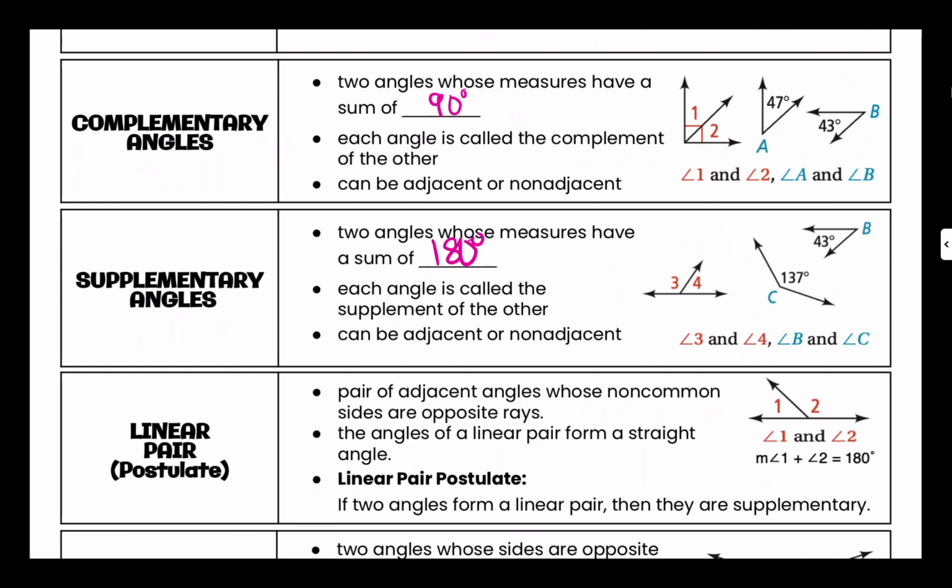Supplementary angles are two angles whose measures have a sum of 180. Each angle is called the supplement of the other. They can be adjacent or non-adjacent. So here's an example of adjacent. Here's an example of non-adjacent.